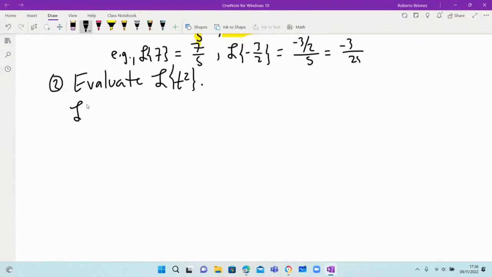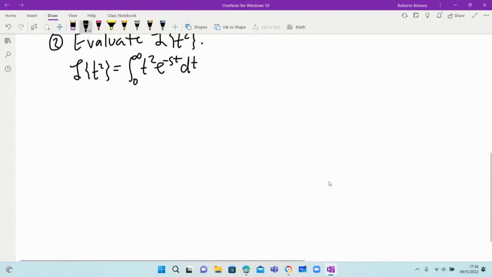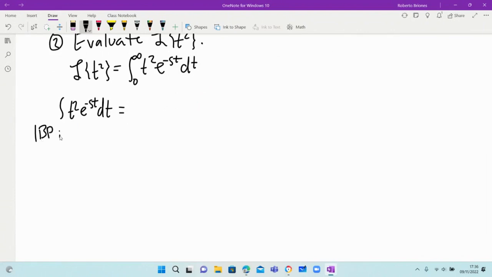Now, again, by definition, the Laplace transform of t squared should be equal to the integral from 0 to infinity of the function t squared times e to the negative st dt. So what we do now is we try to determine the antiderivative of the function t squared times e to the negative st. And to be able to do that, we wish to do integration by parts.